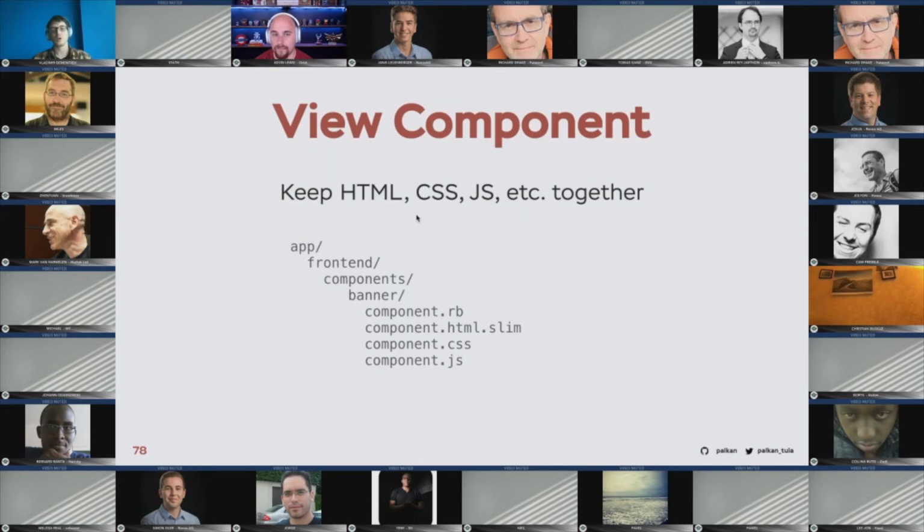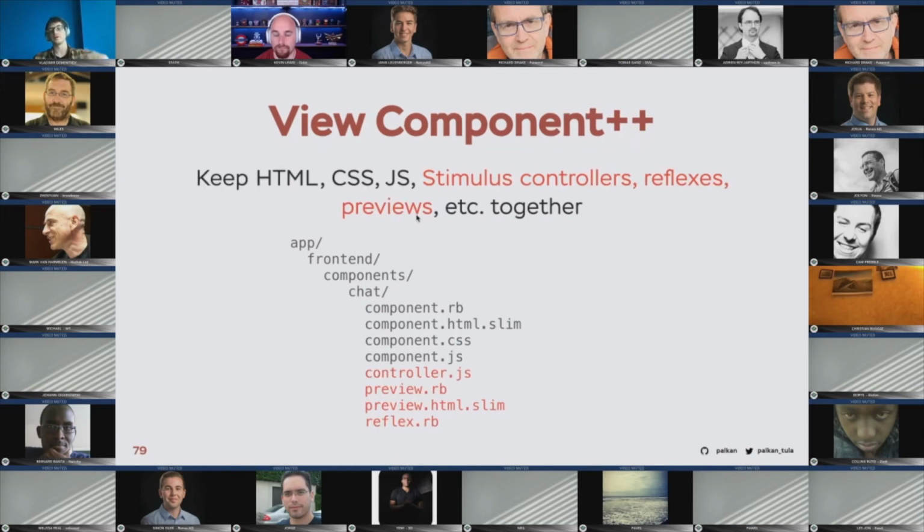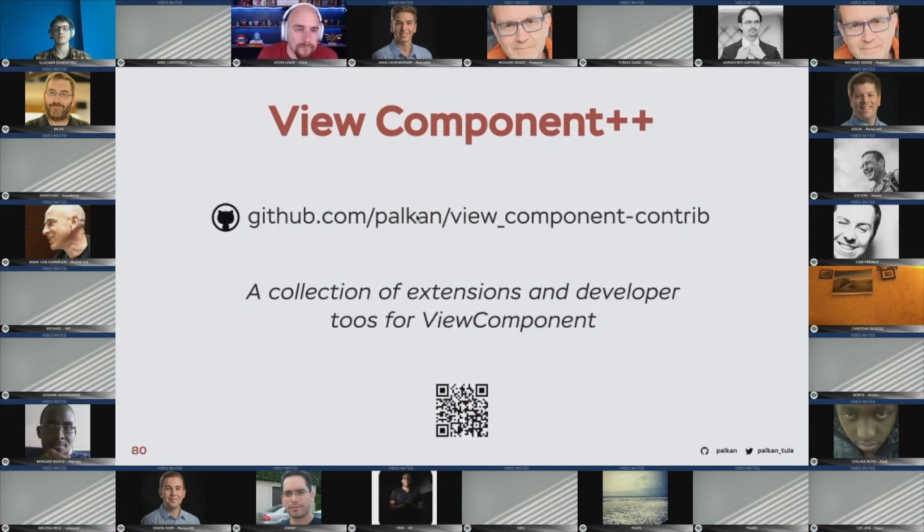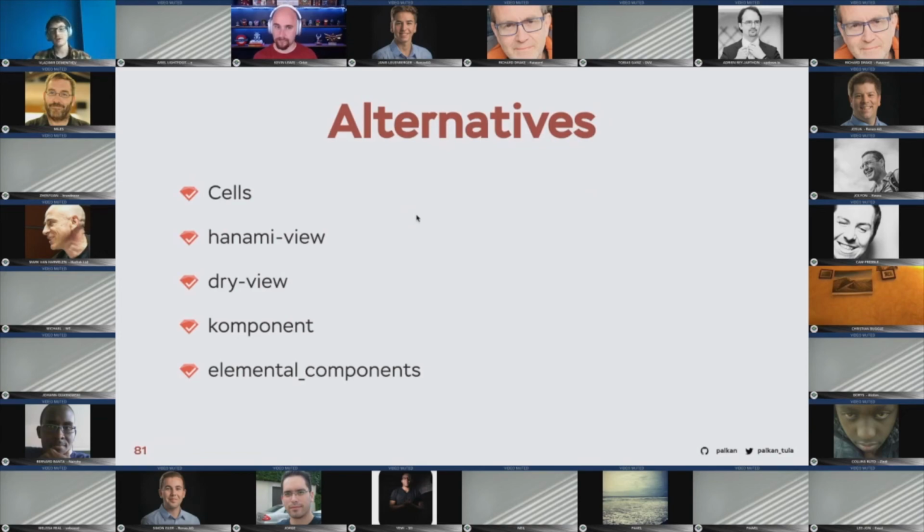From the organization point of view, we can keep everything together, like CSS and JS related to a component could be added together in the same folder as the component. We can also add Stimulus controllers, previews, and reflexes to the same folder, like enhance our stuff. It's kind of hard to do out of the box, so I built a library called ViewComponent contrib to make it a bit easier to extend and use view components, but I think eventually they're going to be part of ViewComponent. So that's a kind of playground for new ideas. And we have a lot of other tools in this field, leveraging the same idea of components for views. You can check them out as well.